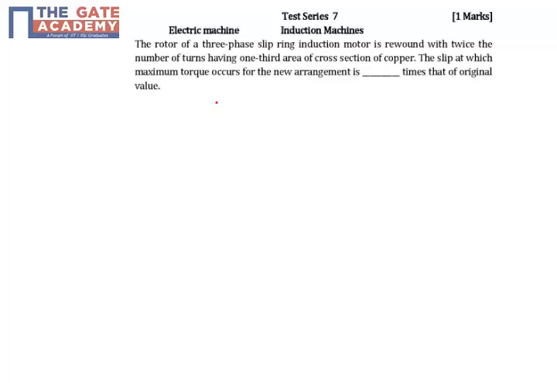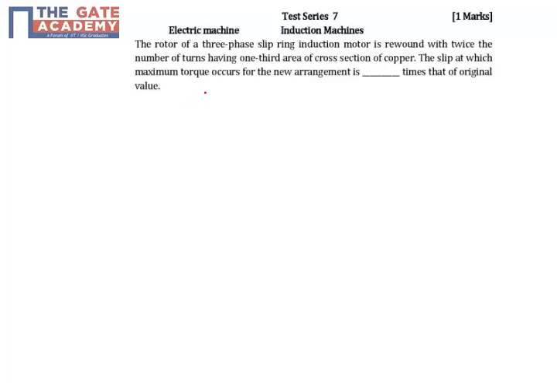So in a given problem, he is given a 3-phase slip ring induction motor and he is rewinding the winding with twice the number of turns and 1/3 the area of cross section of the copper, and is asking: the slip at which the maximum torque occurs for the new arrangement is equal to how many times the original value.